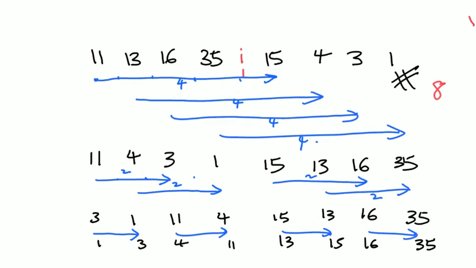Well, what do we have here? 1, 3, 4, 11, 13, 15, 16, and 35. This is a sorted sequence, right? But of course, in the example that we have just looked at, the sequence of numbers is already in Bitonic form. Now, what if we have a random sequence of numbers?